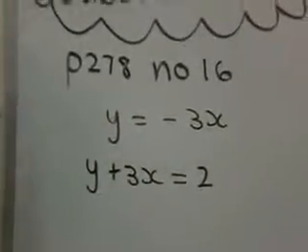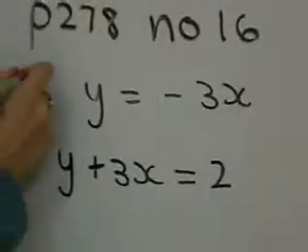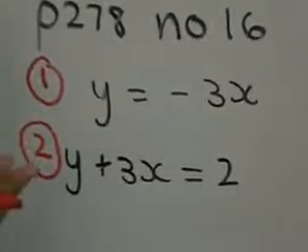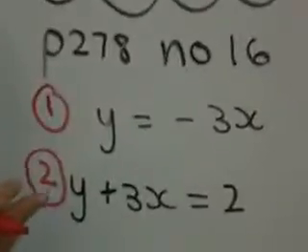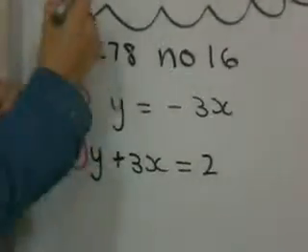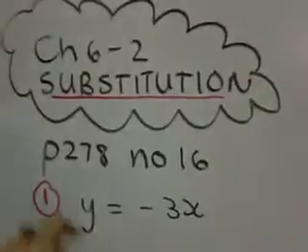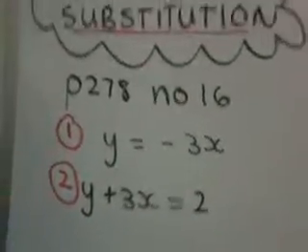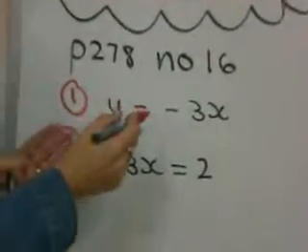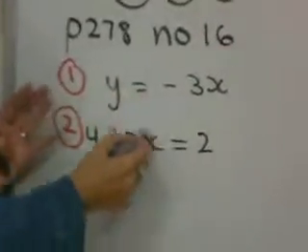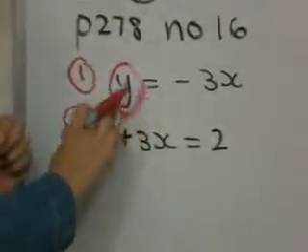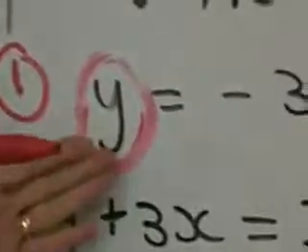I have my two equations, okay? Here's equation 1, there is equation 2, and the instructions are that I should solve this using substitution. So substitution means just what the word says. I need to substitute or put something in place of something else. So I always need to make sure that I have one of my two variables, such as y here, on its own, and it's already given to me like that.